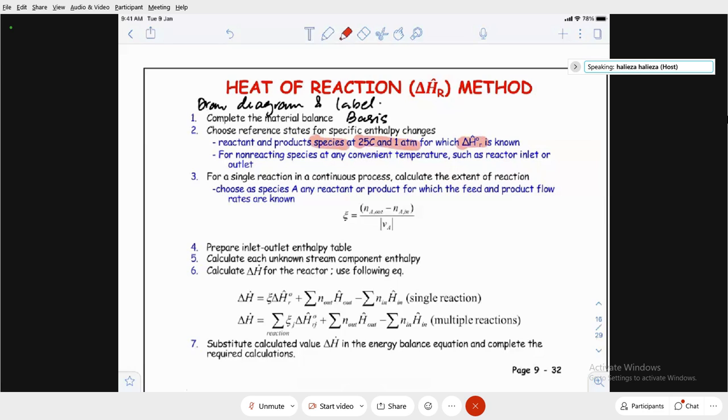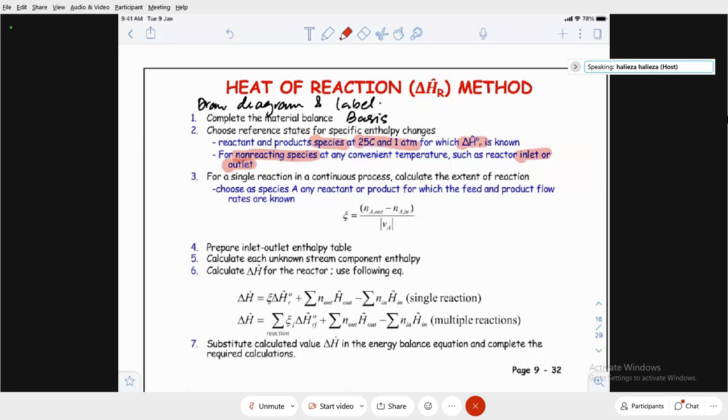And normally when you use the heat of reaction, it will be for a single reaction. If it's a multiple reaction, then it's better to use the heat of formation method. Okay? So for any non-reactive species, it could be inlet or outlet, temperature, pressure, conditions.